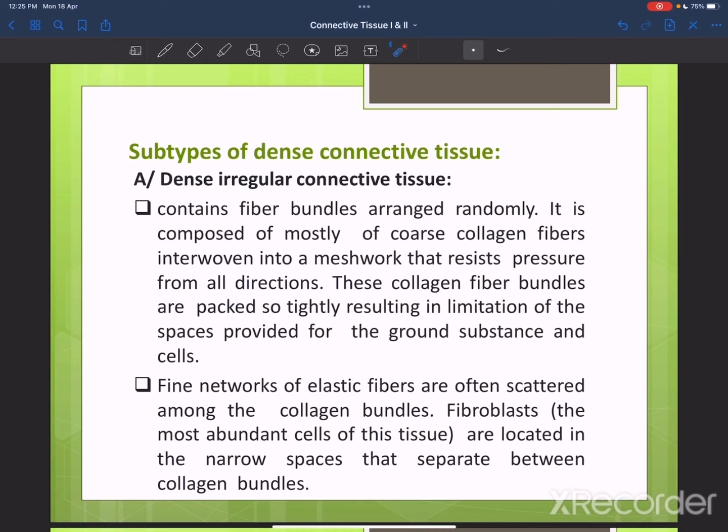These collagen fiber bundles are packed so tightly, resulting in limitation of the spaces provided for the ground substance and the cells. Fine networks of elastic fibers are often scattered among the collagen bundles. Fibroblasts, the most abundant cells of this tissue, are located in the narrow spaces.